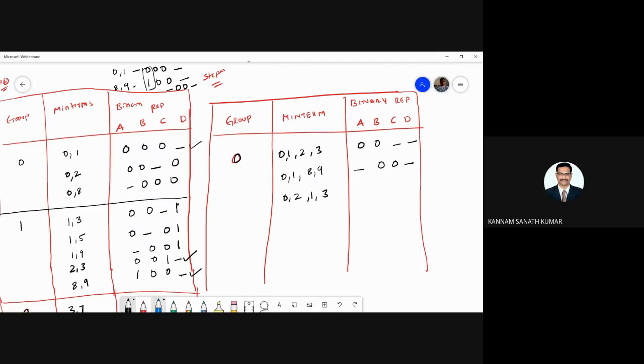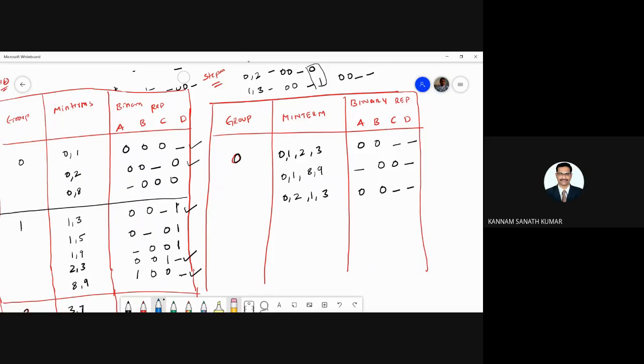So next, 0, 2. If you see 0, 2, what is 0, 2? 0, 0 dash 0, and 1, 3. You see 1, 3, 0, 0 dash 1. Okay, so it differs by one bit. You can write 0, 0 dash dash. So that means 0, 0 dash dash. Okay, so 0, 2 is over, and next 1, 3.